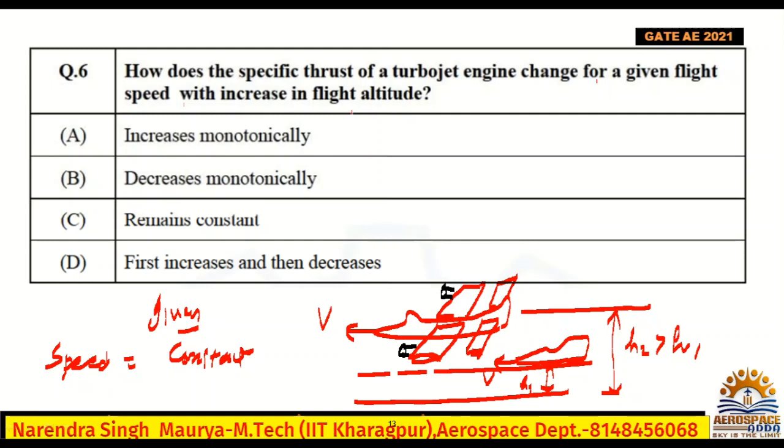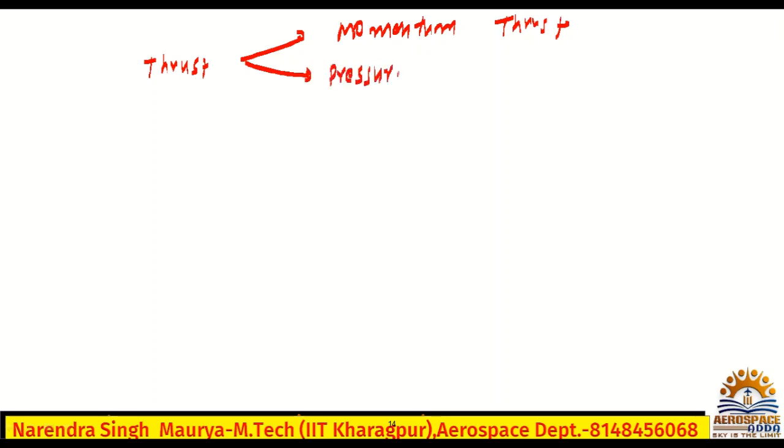Anyway, now if we solve this, it's simple. We'll write the thrust for the turbojet engine. So we know thrust is basically the very basic momentum thrust and pressure thrust. All right.